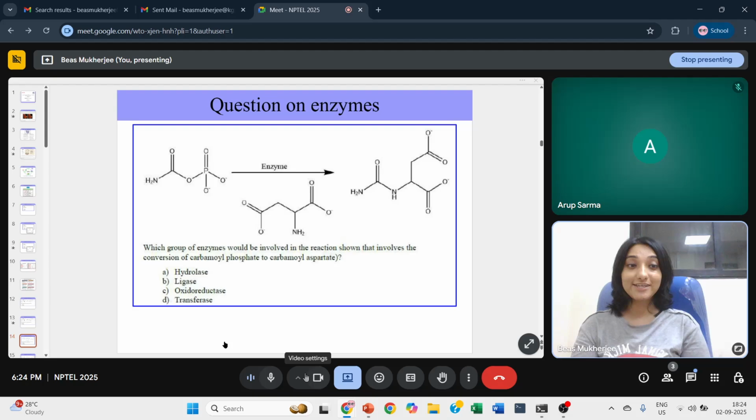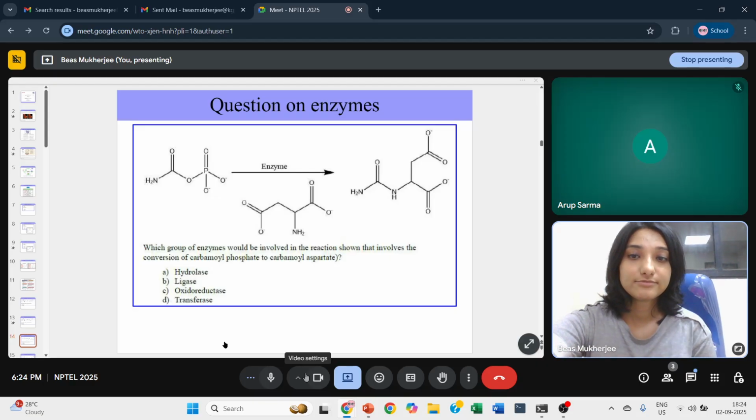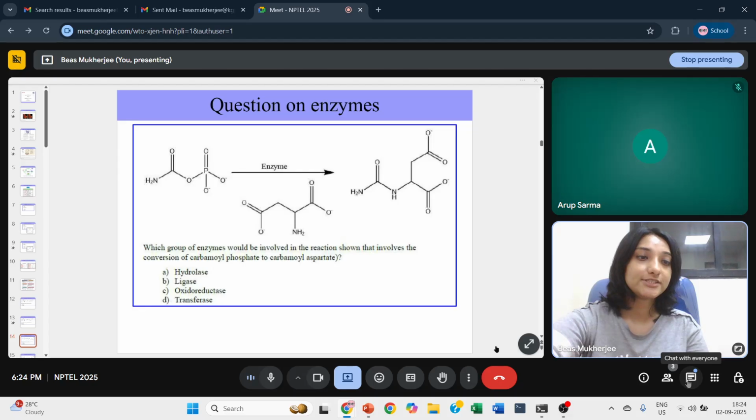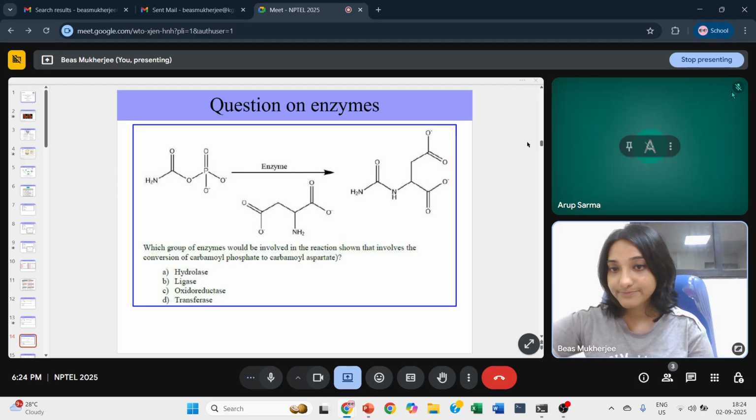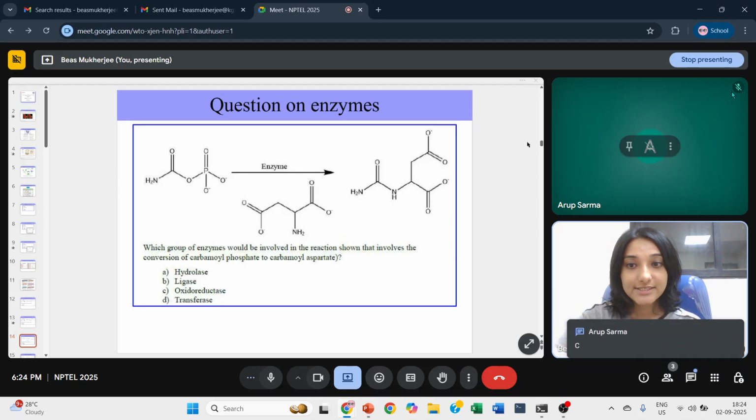I am giving you too many hints now. You should be able to answer. Chalo, it's a simple question. You should be able to answer this. C. C is oxidoreductase. What is wrong?